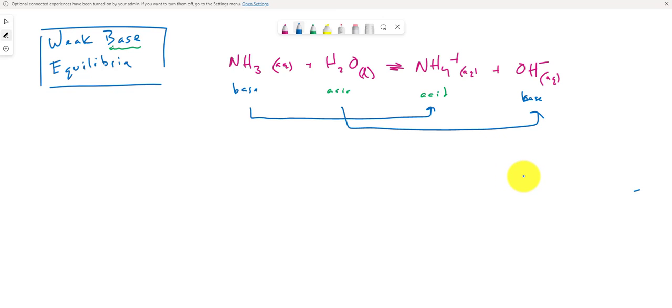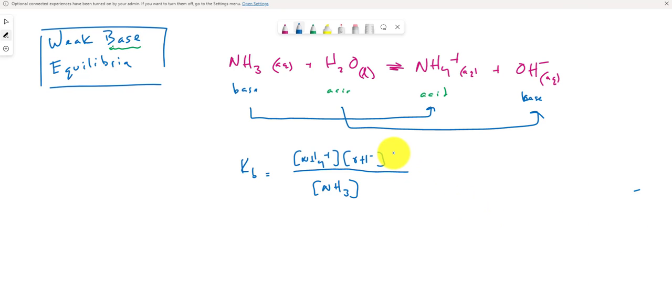So pause it and see if you can do that, knowing that water, again, is the pure substance in this system. So we should have something that looks like this, and now we have the Kb, which is the base association constant because it's associating with that proton to form, in this case, the conjugate acid.